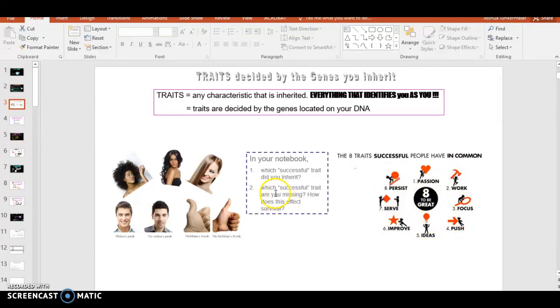And then number 2 is, which successful trait are you missing? Now, everybody has a little of all of these. So one way you could think about it is, which one do I have the least amount of that I think would help me? And then you write a sentence about how this would affect your survival. So if you had more of one of these, how would it affect your survival?